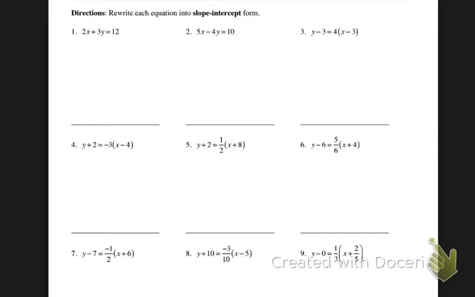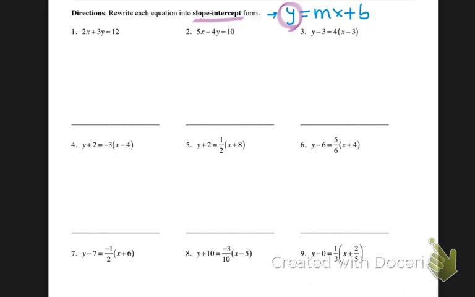This video is 6.5 day 3 and 4 notes. We're starting with example 3, and the directions are still to rewrite the equation in slope-intercept form, which is y equals mx plus b. So we want to make sure we realize that the y is what we are trying to get alone.